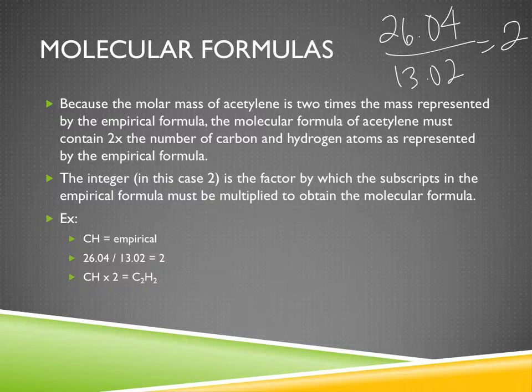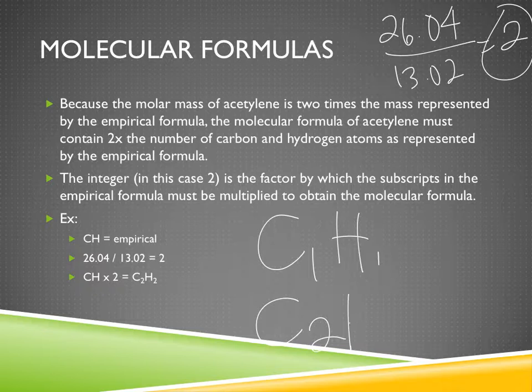This integer is the factor by which the subscripts in the empirical formula must be multiplied to obtain the molecular formula. So if the empirical formula is CH, and we take C1H1, which is really what that's saying, and multiply each subscript by this answer 2, we get C2H2, which tells us the molecular formula.